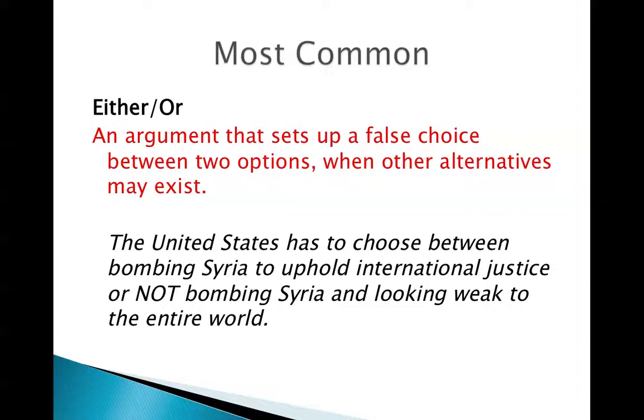What's ironic about this example is that that was in fact the logic that the Obama administration was using in trying to argue for bombing Syria, when in fact Russia proposed a diplomatic solution that proposed another alternative. Now, whether you agree with the United States not bombing Syria is irrelevant. What I'm simply saying is that the U.S. was actually setting up an either-or logical fallacy originally to try to argue for bombing Syria.